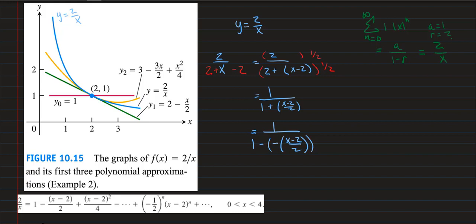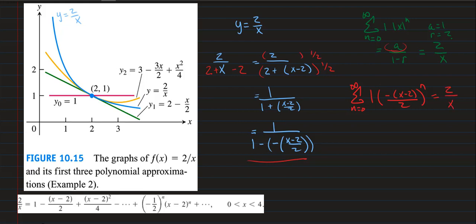So it looks like I could write this as a geometric series where a is equal to 1, because that's in the position of a right here. And then r would be equal to negative x minus 2 over 2, raised to a power of n. Do you see how the terms of this geometric series would actually be equal to this right here? And because I used algebra to manipulate what we started with, this would be 2 over x.